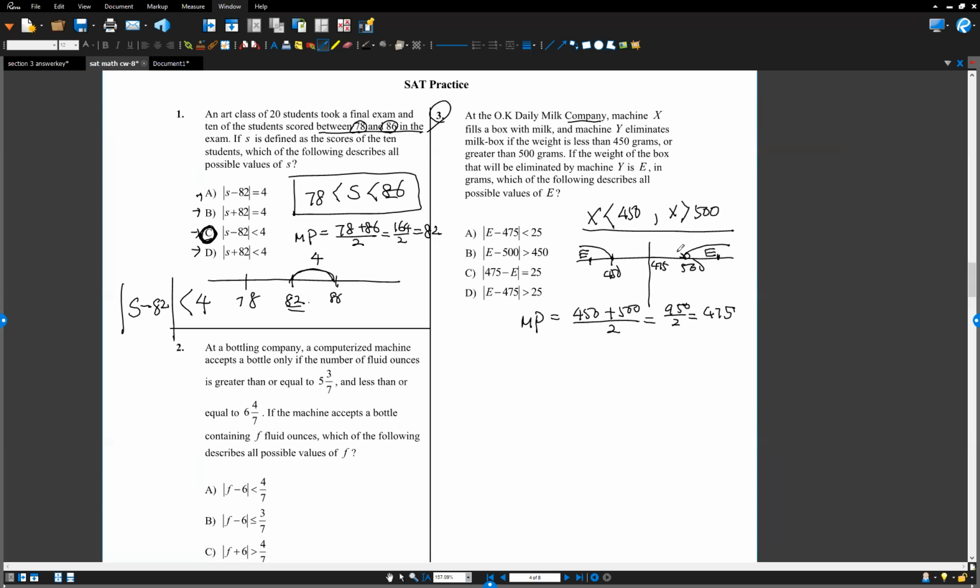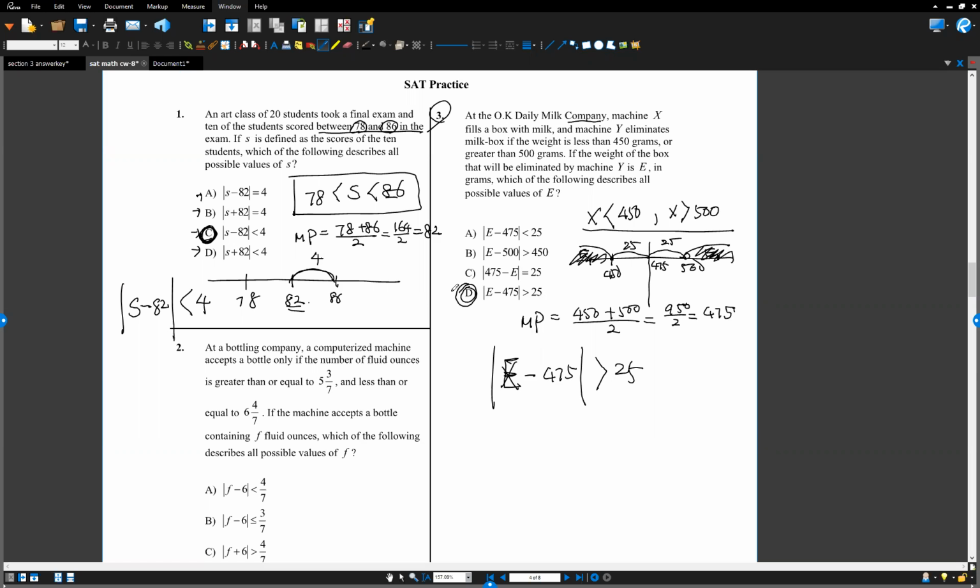But we still need the distance. 500 minus 475, how much difference? Or 475 minus 450. Distance is 25, isn't it? Now midpoint up here, distance up here. But where is the data? Outside of this endpoint. That's the way you can find the absolute value inequality. So this is the limit, you use your E, right? E minus 475 is greater than 25, okay? Choice D is the answer.